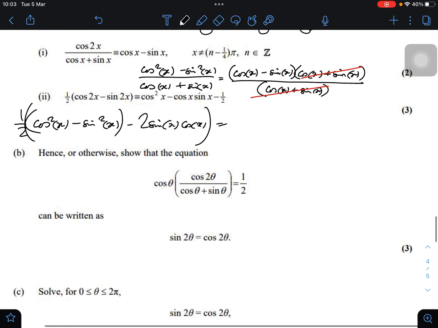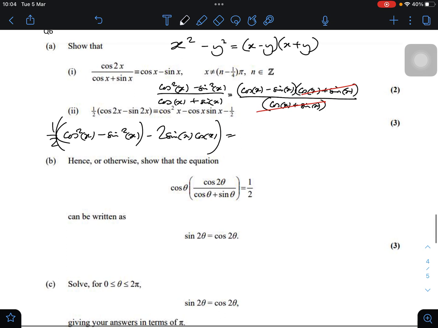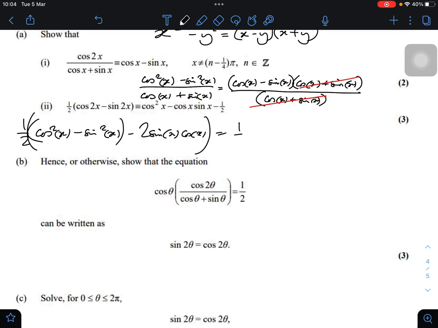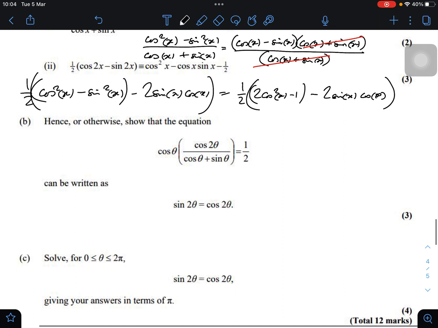And now I'm going to multiply through with my half on the inside. In fact, what I'm going to do first is switch this into 1 over 2 cos squared of x minus 1, the first bracket. I can do that again by my sine squared plus cos squared equals 1, and then minus 2 sine of x cos of x. And when I take my half inside here, I would just be left with cos squared of x minus a half minus sine of x cos of x, which is what they got on the right-hand side if we rearrange.